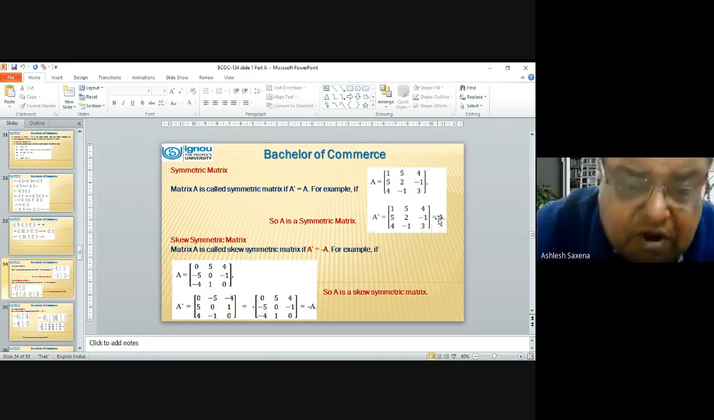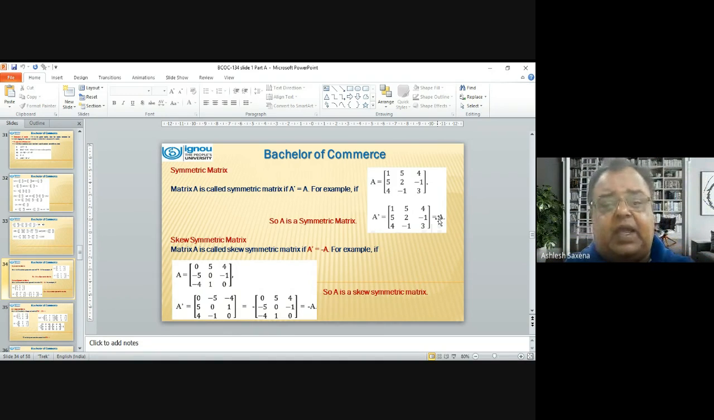Then comes your skew symmetric matrix. A skew symmetric matrix is a matrix in which A transpose is equal to minus A. Now the question arises, what is meant by minus A? We have to find the transpose of it. A transpose over here will be 0, 5, 4, which can be written like this, minus 5, 0, minus 1 like this, and minus 4, 1, 0 like this.